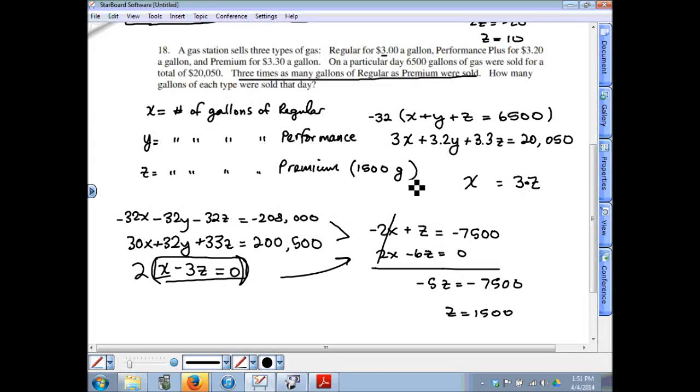1,500 gallons. Now I said there was 3 times as many gallons of regular, so if premium is 1,500 gallons, that means regular is 4,500 gallons. And there were only 6,500 gallons of gas sold that day. 1,500 and 4,500 is already 6,000, so that only leaves 500 gallons of performance.